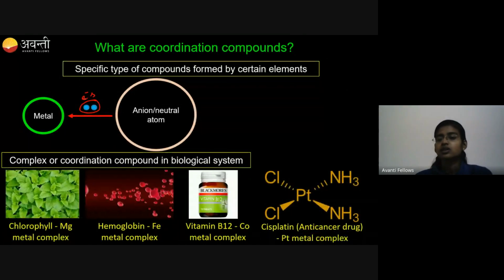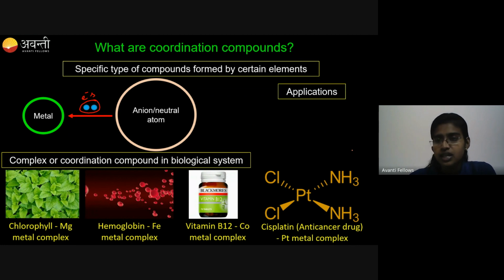And one more: cisplatin. Cisplatin consists of platinum metal, which is again a D block metal. It is used as an anti-cancer drug, no? So cisplatin is the one which is used for the treatment of cancer, which is a coordination compound basically, which consists of chlorine ligands and NH3 ligands. I'll discuss what ligands are in the next slides, okay?